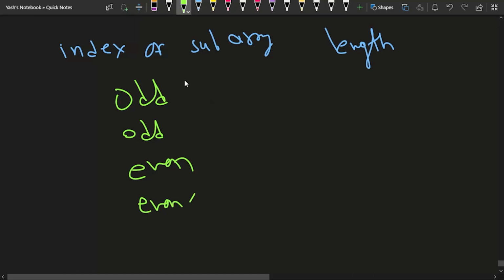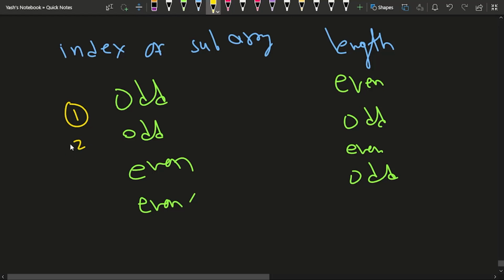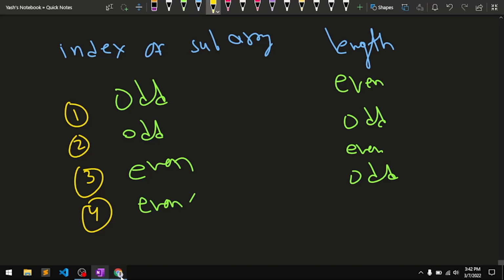If the index is even and the length is odd, if the index is odd and the length is even, if the index is odd and the length is also odd, if the index is even and the length is even. So these will be the four cases that you should consider, and according to these cases, like I told you for the first case, you can understand the other cases as well.